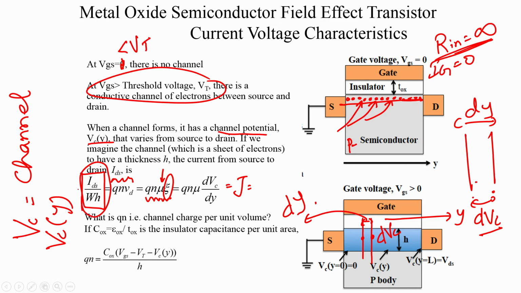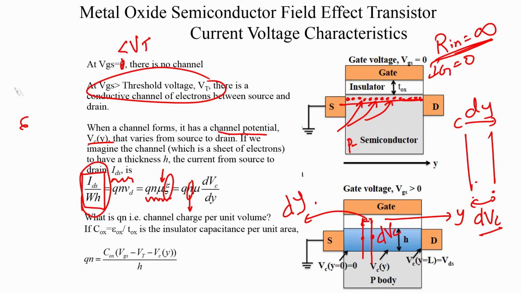Okay. Now, in order to identify IDS, we need to now calculate what is N. Okay. So, how do we find out what is N? N is the number of electrons per unit volume sitting near the channel.